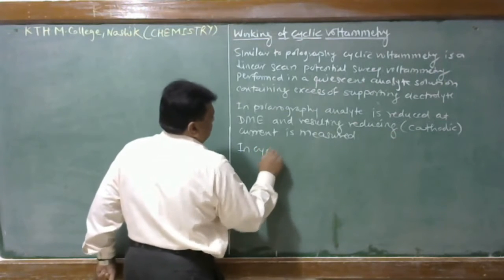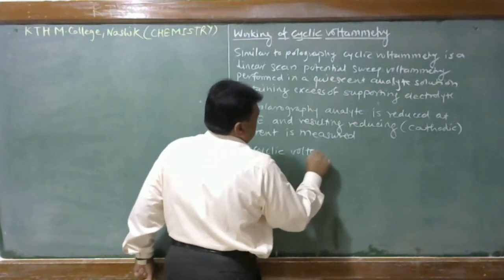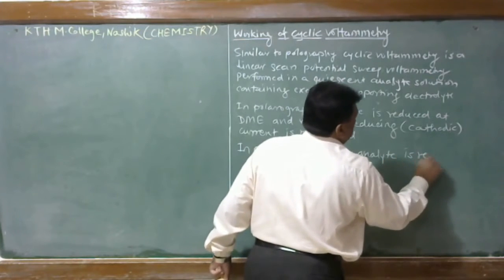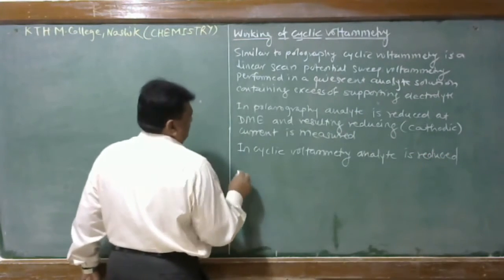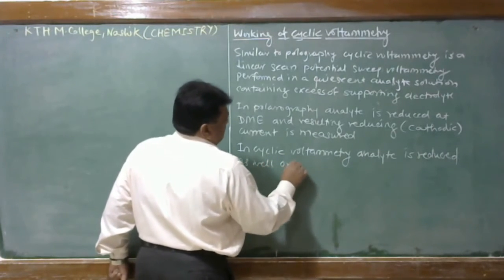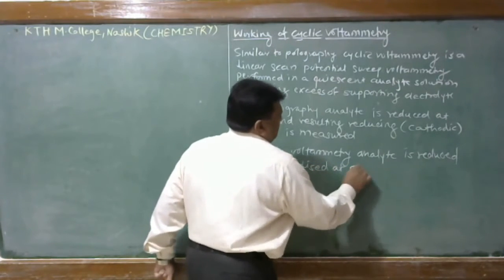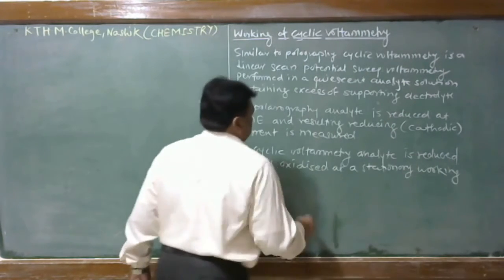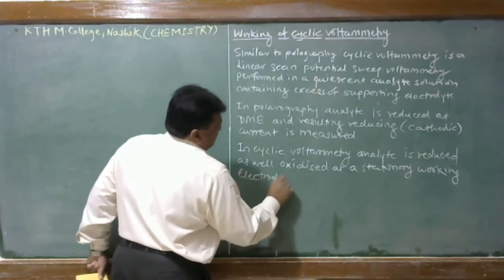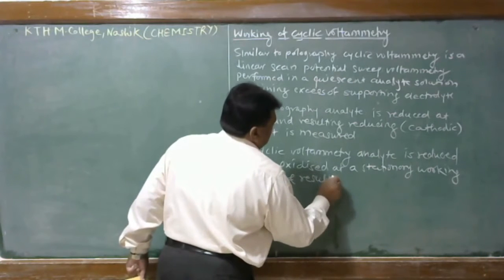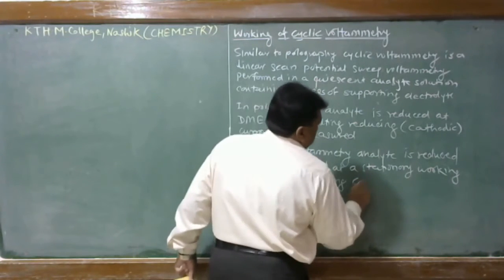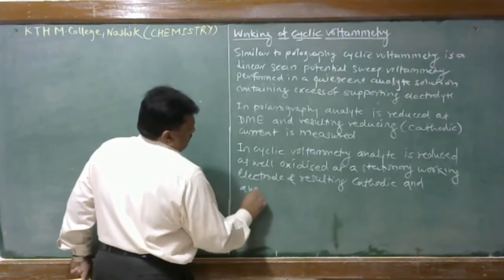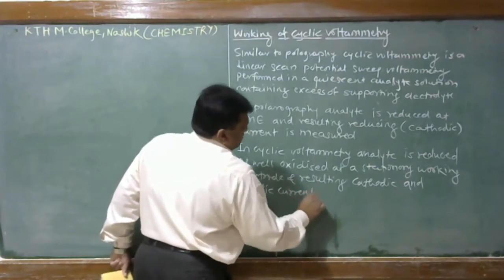In cyclic voltammetry, analyte is reduced as well as oxidized at a stationary working electrode and resulting cathodic and anodic current is measured.